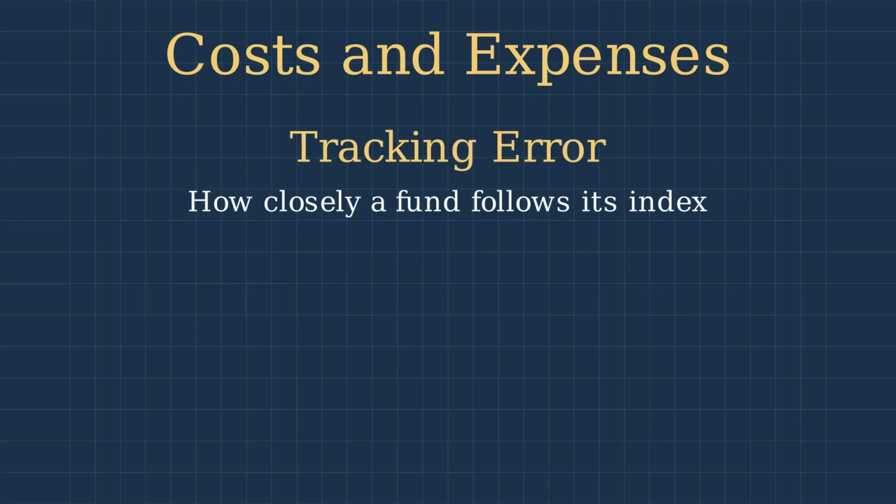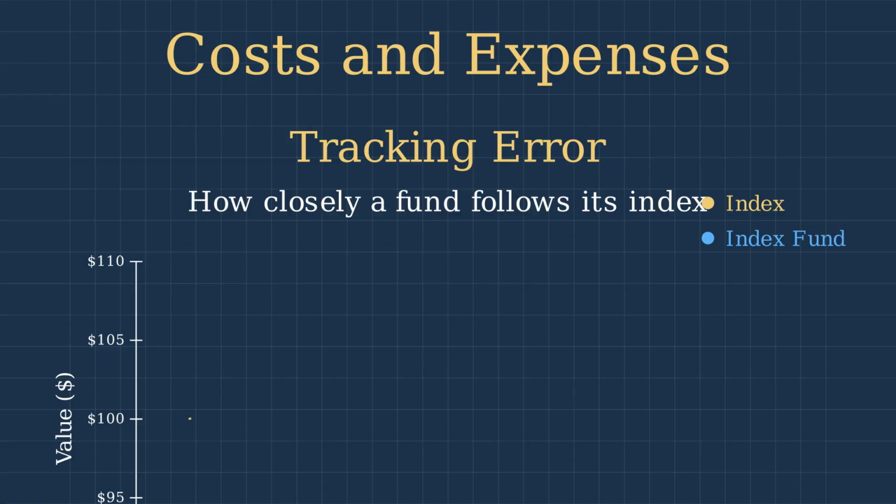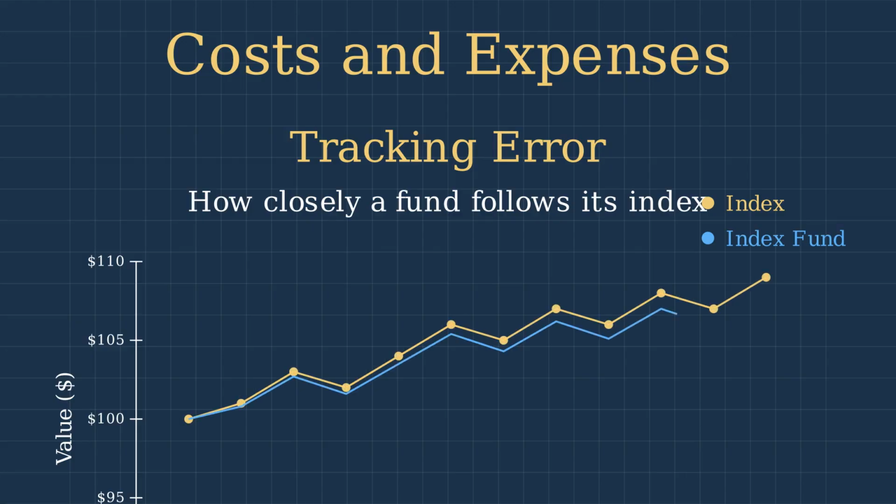Tracking error measures how closely an index fund follows its benchmark index. Let's visualize how an index fund might perform compared to its benchmark index over time. The gold line represents the index performance, while the blue line shows the fund. Notice how the fund slightly underperforms the index over time. This difference, known as tracking error, is typically around 0.20% for well-managed funds. It's caused by expense ratios, cash holdings, sampling methods, and rebalancing practices.